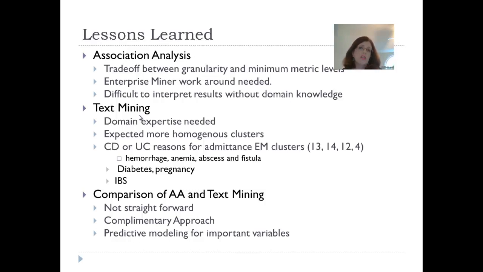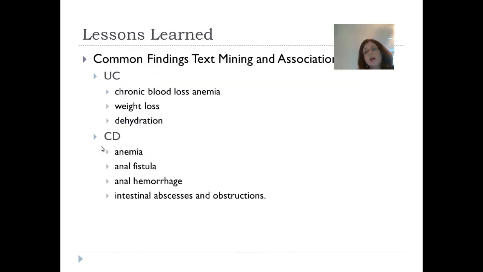Separately within the association analysis and text mining, we also did predictive modeling to look for important variables. Association analysis was more for classifying. The text mining was more for making a prediction itself based on the variables. What were the common findings with text mining and association analysis? For ulcerative colitis, we found blood loss, anemia, weight loss, dehydration, completely expected and found in patient literature. For Crohn's disease, anemia, fistulas, hemorrhage, intestinal abscesses, and obstructions, also all found in patient literature.